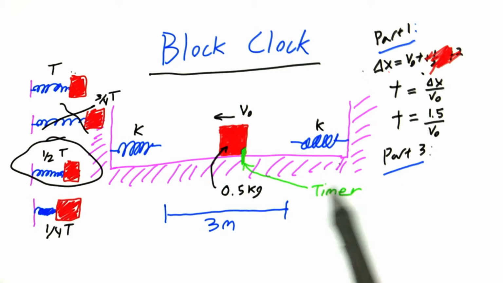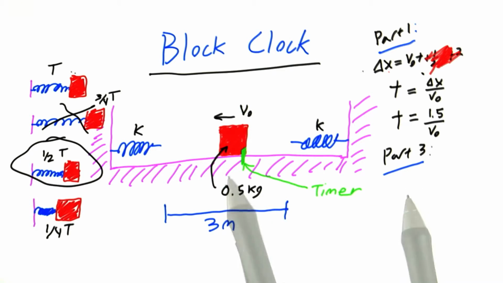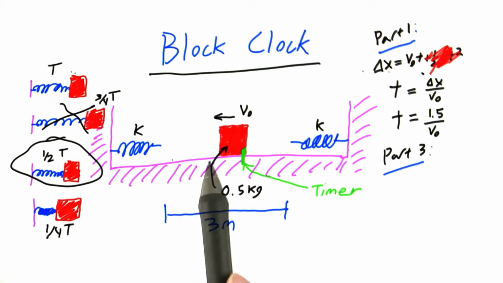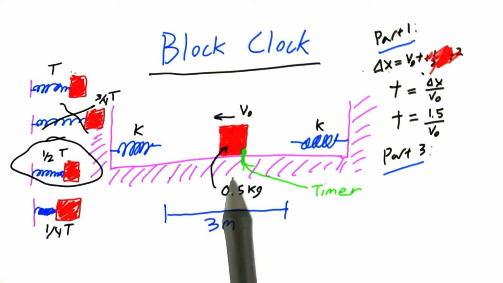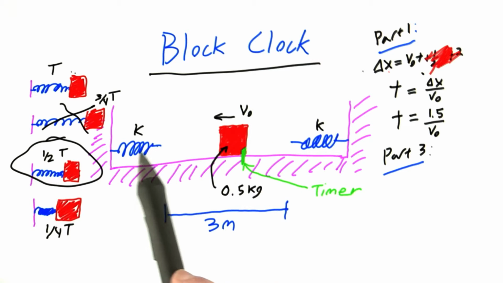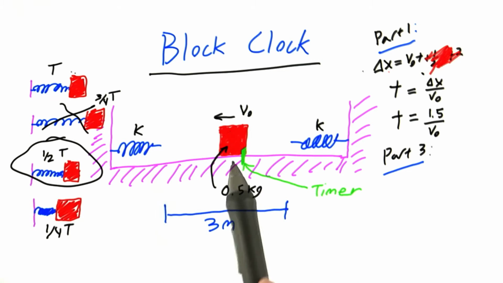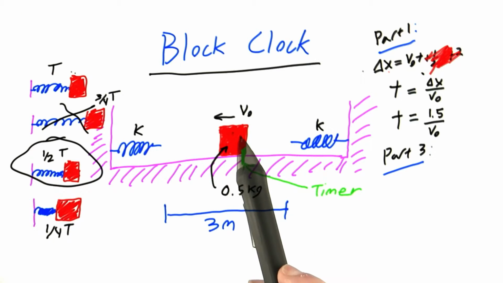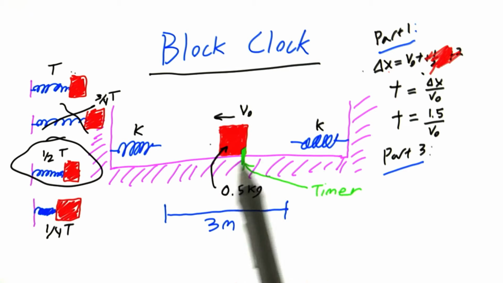So I'm actually going to skip part 2 for a second and move on to part 3. And in part 3, we said that the block is moving to the right and needs to cover the same distance of 1.5 meters again. And we know from conservation of energy that the kinetic energy of the block has to be the same both before and after it makes contact with the spring, which means that its speed will actually remain the same both before and after, since the mass is remaining the same.